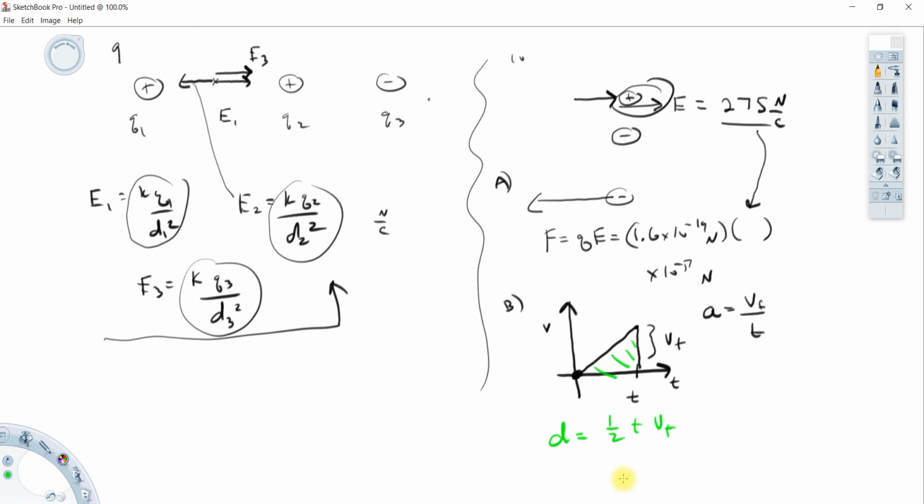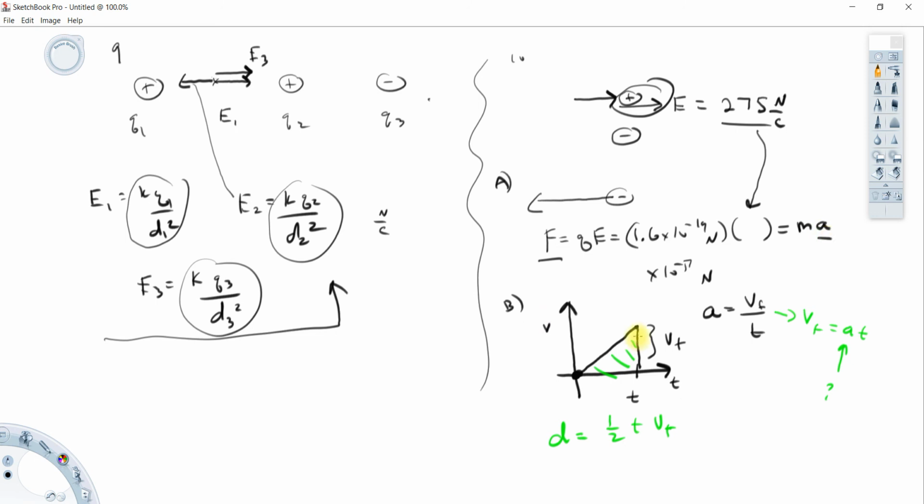So this problem requires a little bit of algebra. You're going to want to solve this one for V final, and you're going to get whatever the acceleration times time is. Then the question is, how do we get the acceleration? You get that from Newton's second law. I forgot to mention that. Once you have the force from part A, you just set that equal to mass times acceleration to get the acceleration.